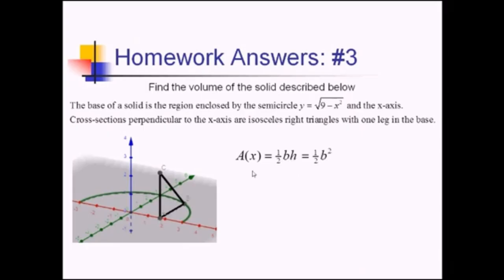And what is the base? Well, it's just the distance between the semicircle and the x-axis. So that's going to be 1/2 times the square root of 9 minus x squared, all that squared.